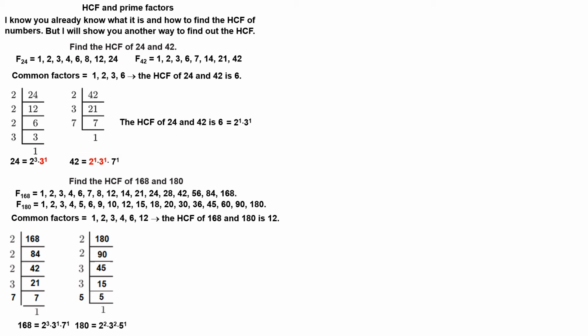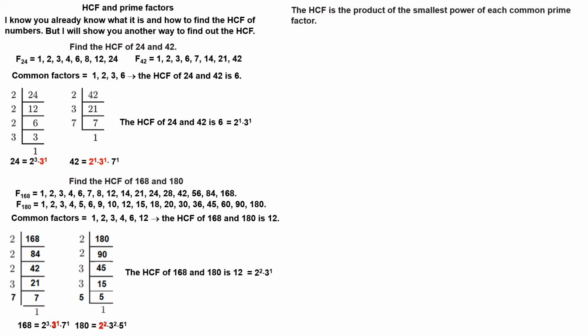The highest common factor of 168 and 180 is 12. 12 is 2 squared times 3. 2 squared times 3 is the product of the smallest power of common factors of 168 and 180. It is always true. The highest common factor is the product of the smallest power of each common prime factor.